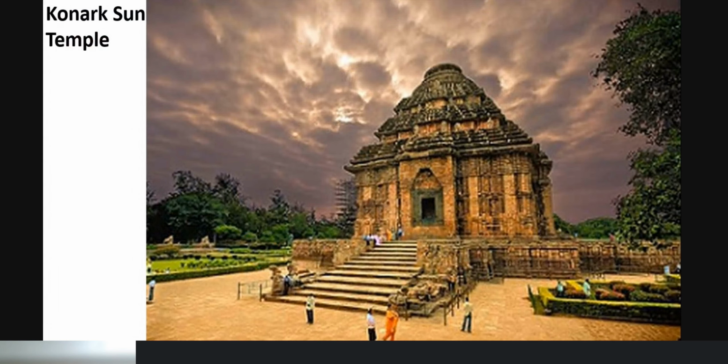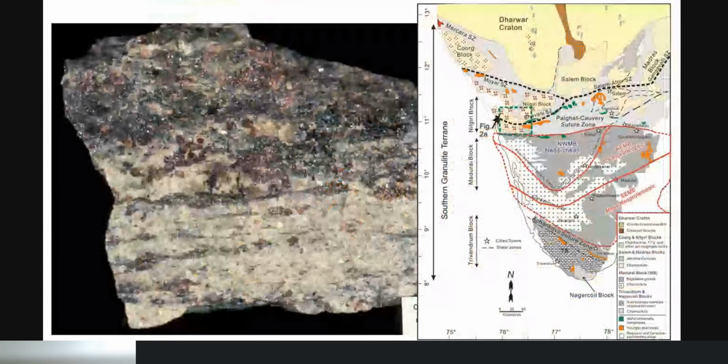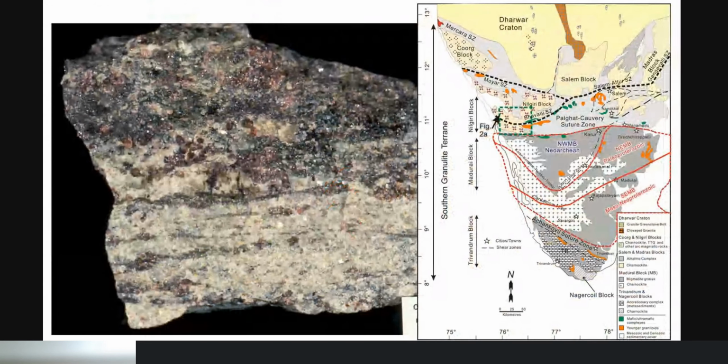So next one is Konark Temple. You can see this beautiful Konark Sun Temple, and many parts of this temple have been destroyed. Why? Because it is made of khondalite, which is also a metamorphic rock.